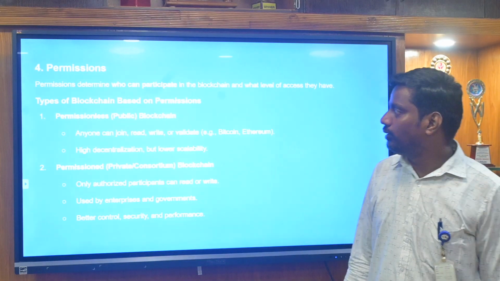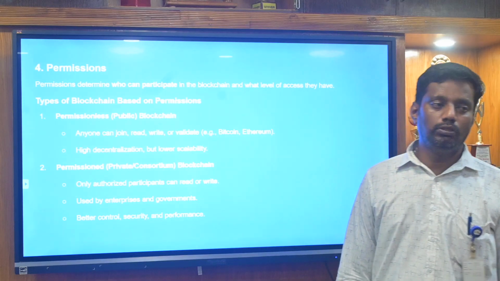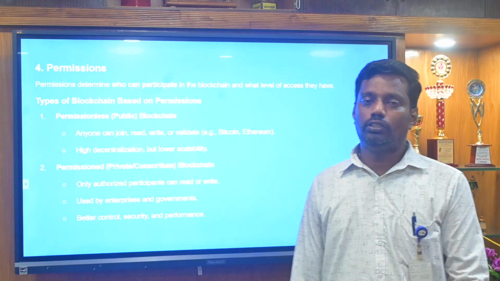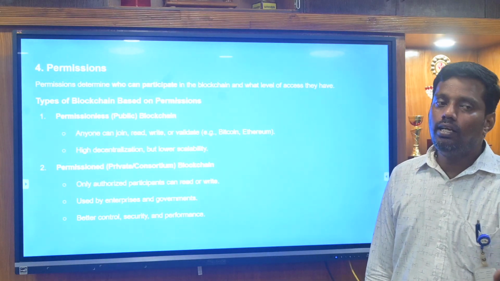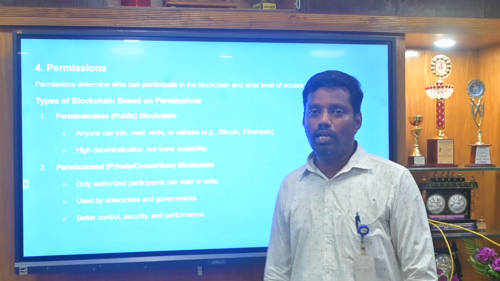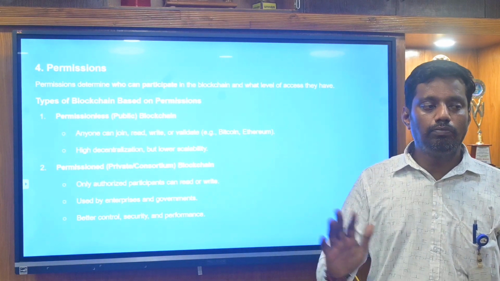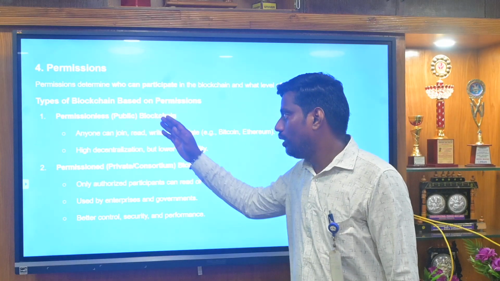So the fourth one is the permissions. When you talk about the permissions, the permission determines who can participate in the blockchain and what level of access they can have. There are two types of permissions we have in the case of blockchain.